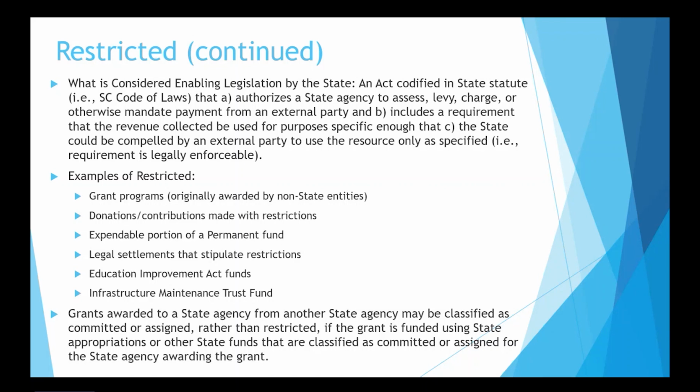Donations, contributions made with restrictions, the extendable portion of a permanent fund, legal settlements that stipulate restrictions, the Education Improvement Act funds, and the Infrastructure Maintenance Trust Fund. And that one is a good example. It created a gas tax and specified that that gas tax money had to be used for specific things. I think most of them were bridges and road projects.